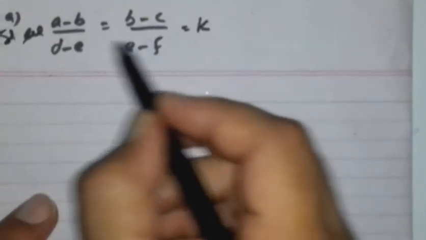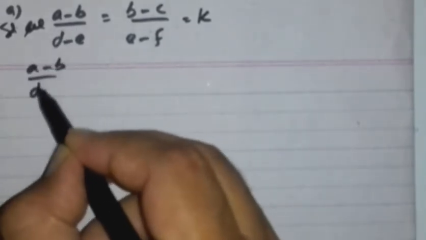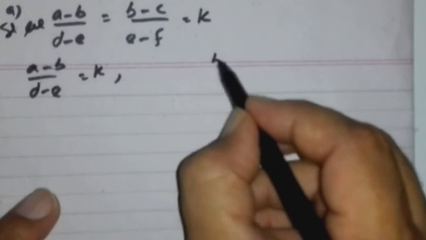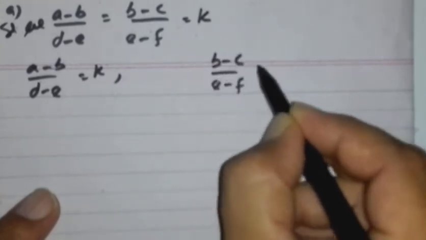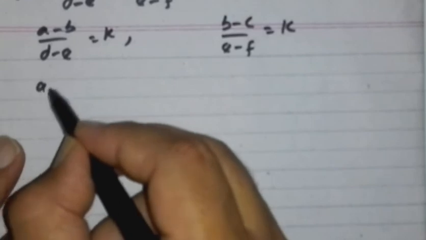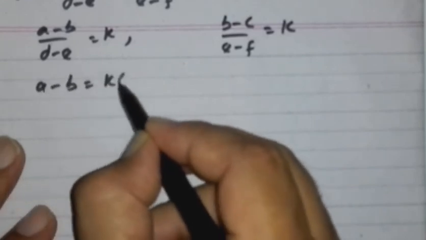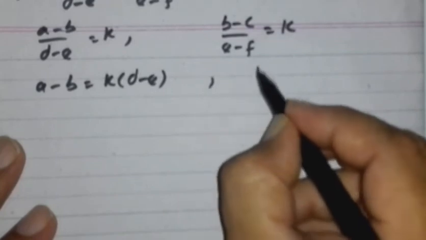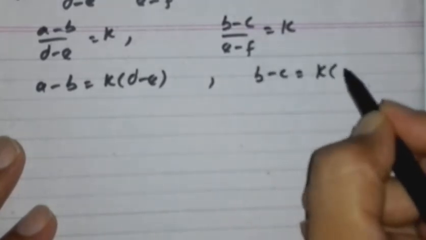Question 9. If a minus b over d minus e equals to b minus c over e minus f, then show that this is equal to this. For this, we are going to suppose in the solution, let this equal k. A minus b over d minus e equals to k. B minus c over e minus f equals to k. We can write it as a minus b equals to k into d minus e, and here b minus c equals to k into e minus f.